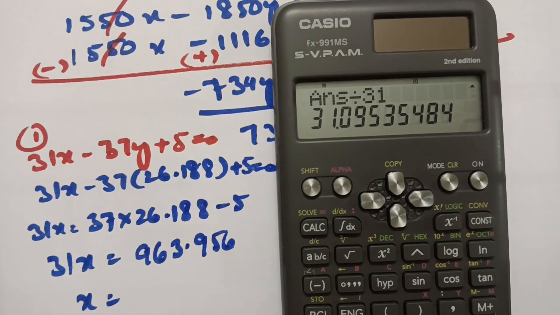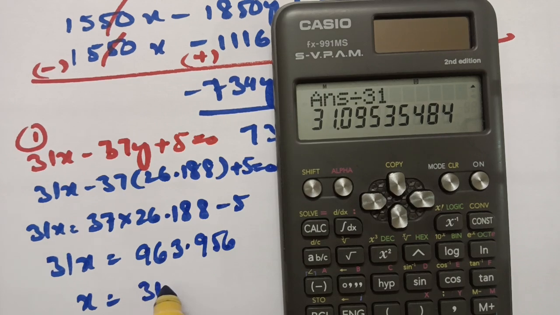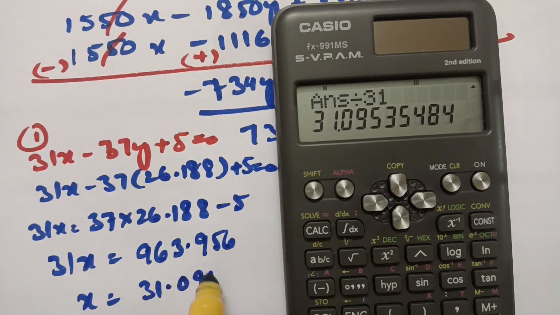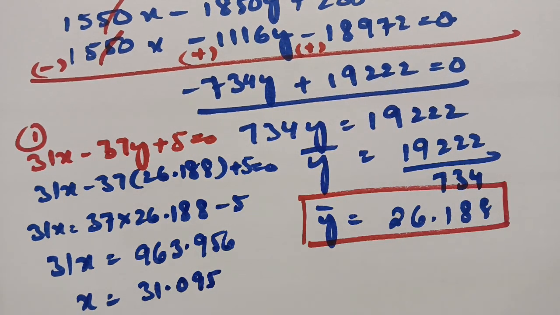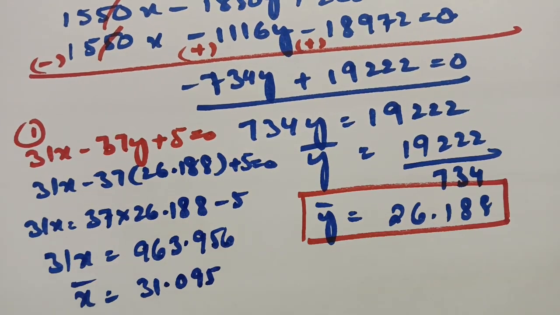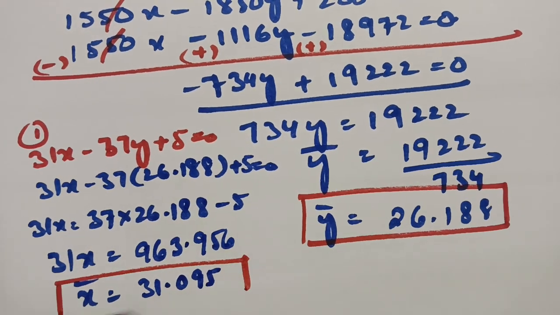So if I divide with 31, what will be the answer? That is 31.095. So this is our x bar. So we got x bar value and y bar value ready here. So this is x bar and y bar. And now next what we have to find out.